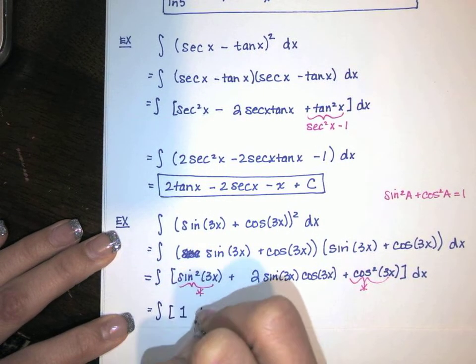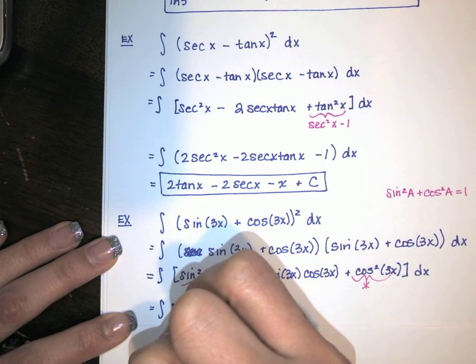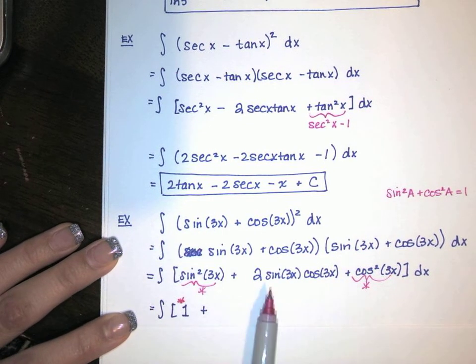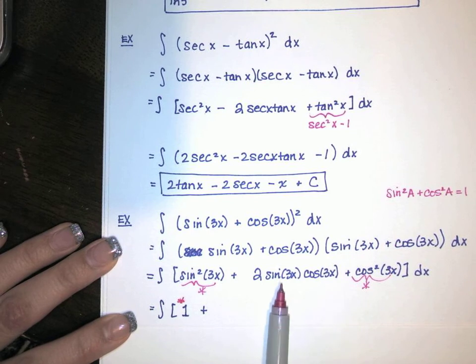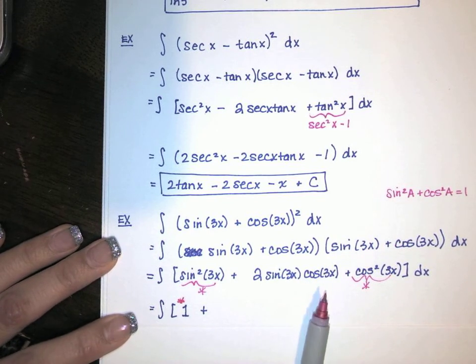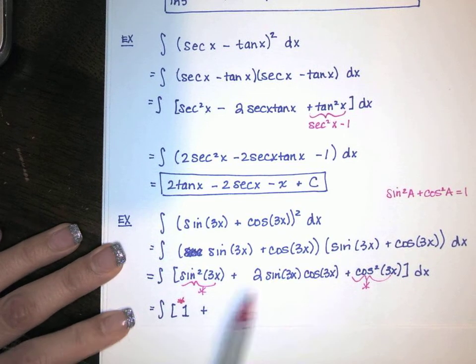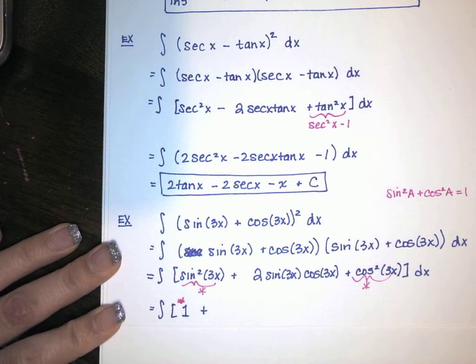Now for this other term, we could do a u sub, and you could let u equal sine of 3x, or you could let u equal cosine of 3x. But this one's even easier if you remember a trig identity. And this is one that comes up a couple of times in this course.